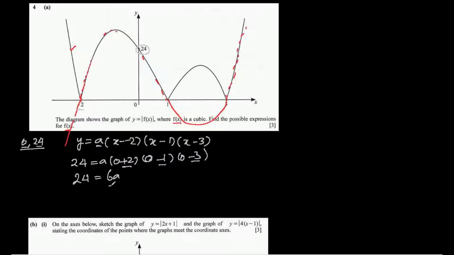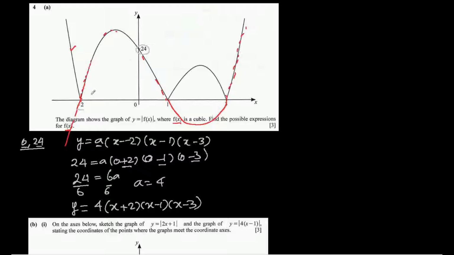So divide both sides by 6. a comes out to be 4. So the first possible equation of the cubic function is, in place of a is 4, and then you can write x plus 2, x minus 1, x minus 3. Let's look at the second possibility.